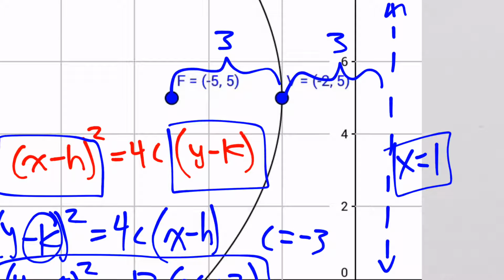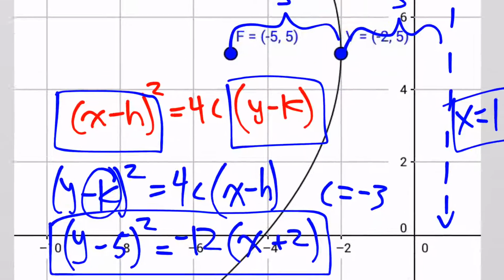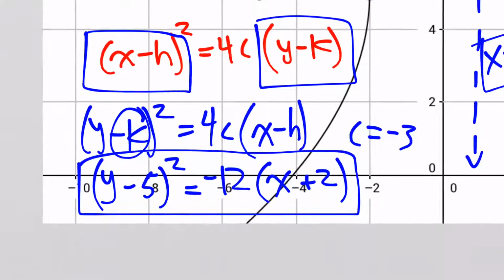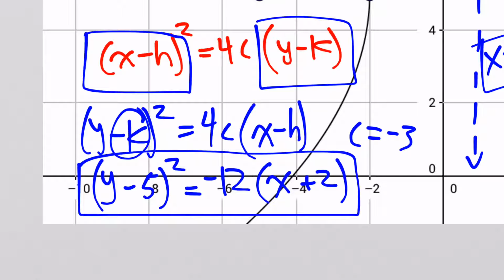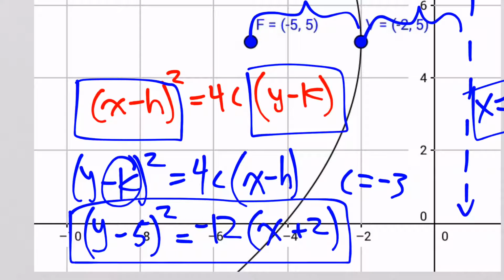But here's problem number 2. X equals 1 is the directrix. I've got the focus at negative 5, 5, and y minus 5 squared equals negative 12 times x plus 2 is the equation there.